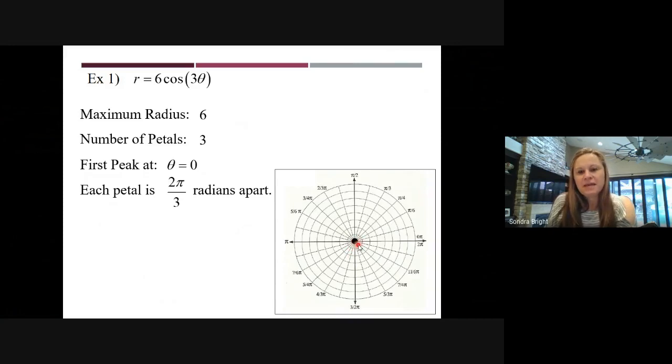And then we've got one peak at 0. So along this x-axis, you'll go out 6 units, 1, 2, 3, 4, 5, 6, and put a dot right there. And then you'll add 2 pi over 3 to 0, which will bring you to 2 pi over 3. So along this line, we'll go out 1, 2, 3, 4, 5, 6, and put a dot. And then if you add 2 pi over 3 to 2 pi over 3, you'd get 4 pi over 3. So your third petal or peak is going to come out along this 4 pi over 3 line. Count out 1, 2, 3, 4, 5, 6. Put a dot there. And then you just want to do your best.